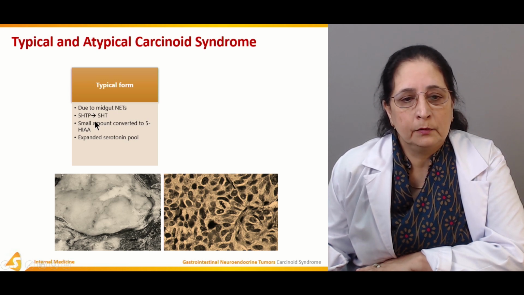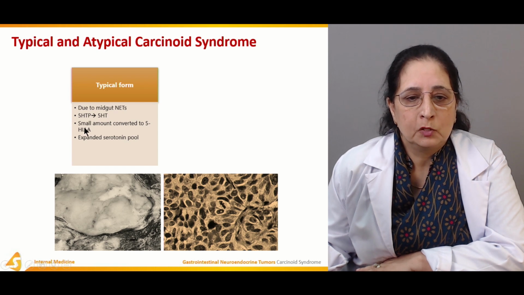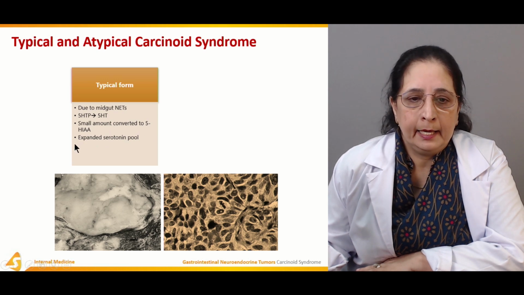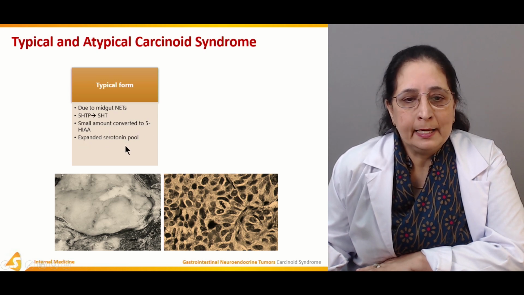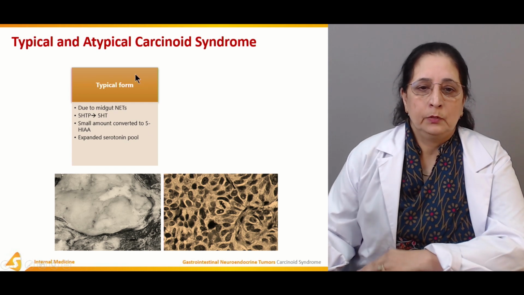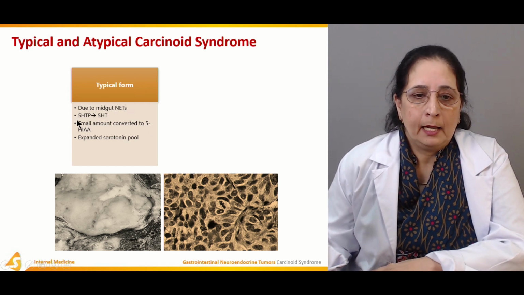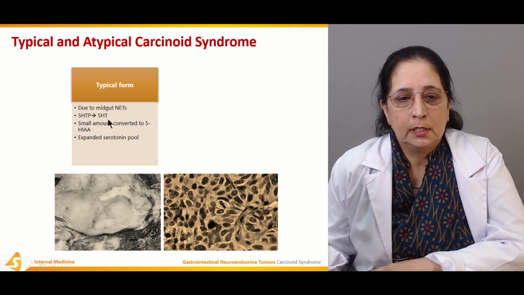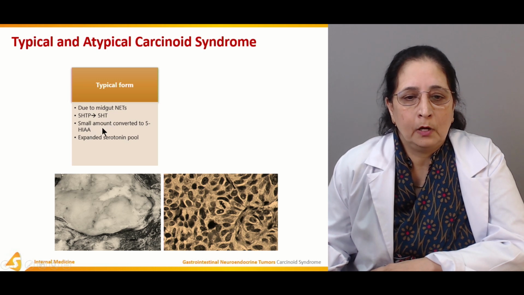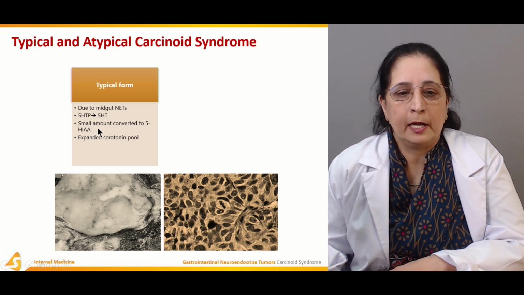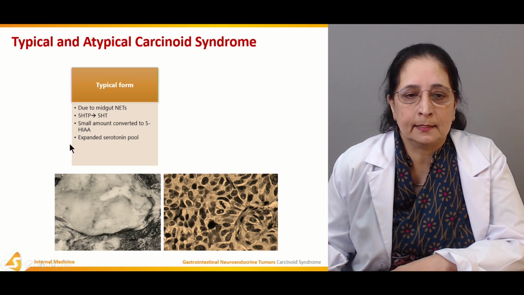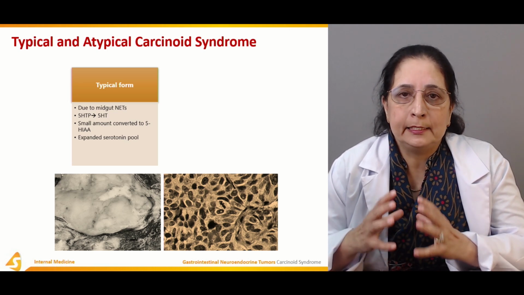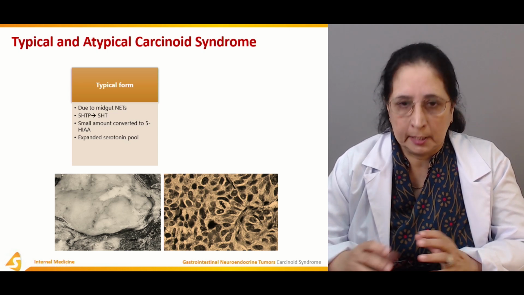5-HTP is converted to 5-HT. A small amount is converted to 5-HIAA, and then there is an expanded serotonin pool. So in the typical form, we have 5-hydroxytryptophan converted to 5-hydroxytryptamine. A small amount is converted to 5-hydroxyindole acetic acid, and there is an expanded serotonin pool. This is the typical form of carcinoid syndrome.